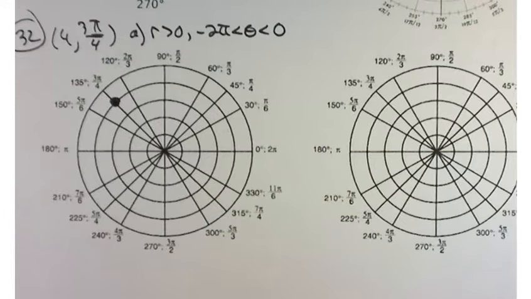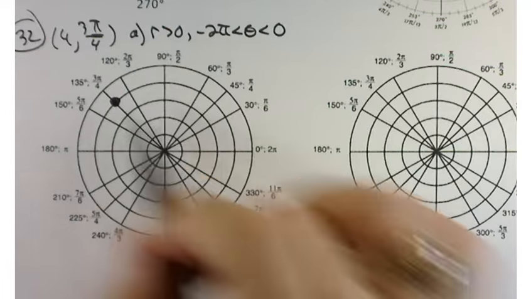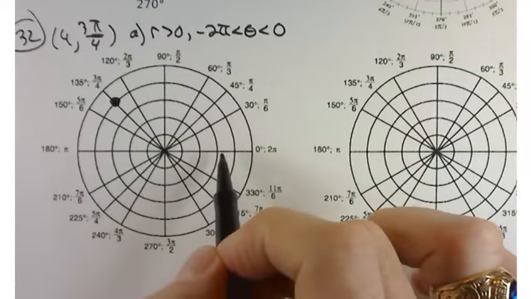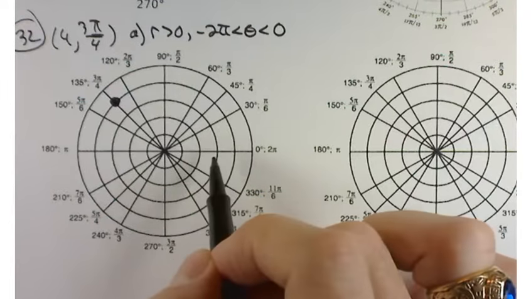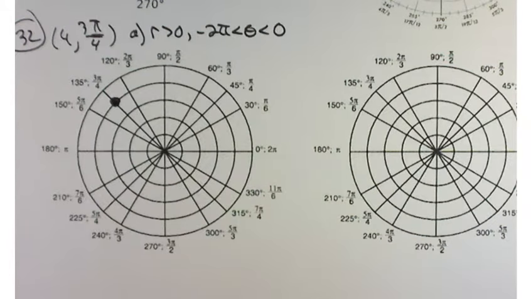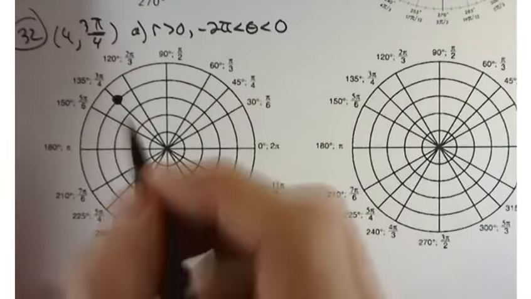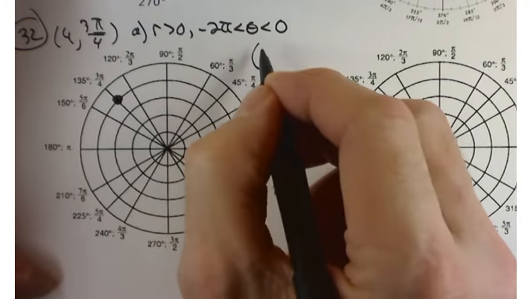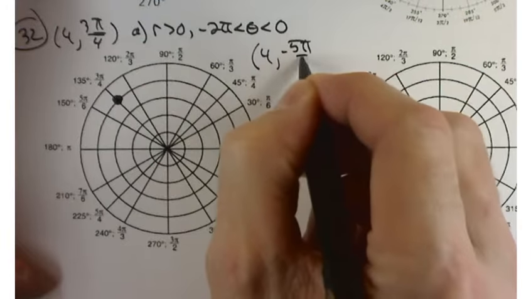But as we've seen, there's different names for these points. Another way to specify this point is instead of using a positive angle, I could use a negative angle. So what would be the negative angle that would take me around to here, just like the positive angle would? Any takers on that one? All right, negative 225. What's negative 225 in radians? Yeah, so it's right here. So another name for this would be 4 and negative 5 pi over 4.